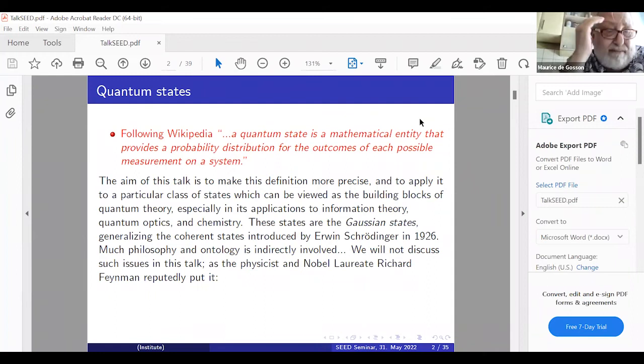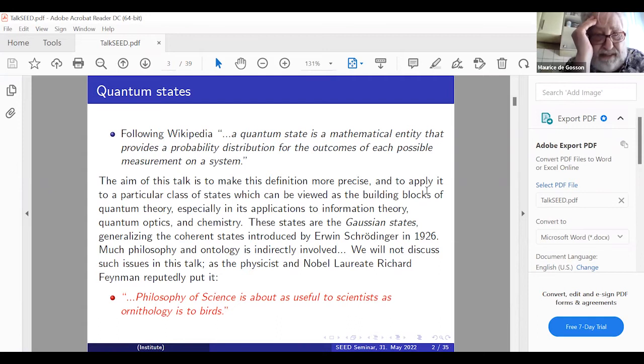So much, as Iman said, much philosophy and ontology is indirectly involved. I will not discuss such issues in this talk because ontology and foundations of quantum physics is a hobby for me. You should be extremely careful when you discuss these issues with people, especially physicists, because you will automatically dissatisfy almost everyone. Richard Feynman, the famous American physicist who got the Nobel Prize, said that philosophy of science is about as useful to scientists as ornithology is to birds. Well, maybe he was exaggerating a little bit, because birds might need ornithologists, but still, ontological questions are really difficult to handle because nobody agrees on this. I know several philosophers of science and they all have diverging points of view, so I'm avoiding this.